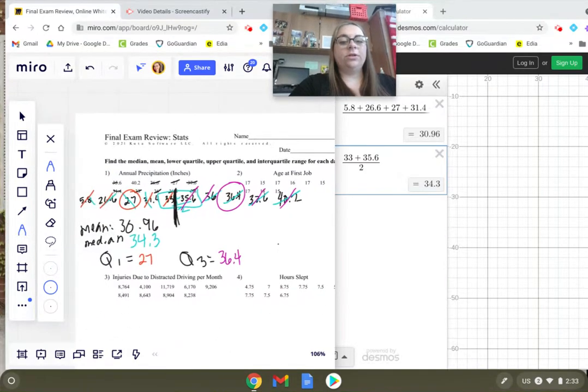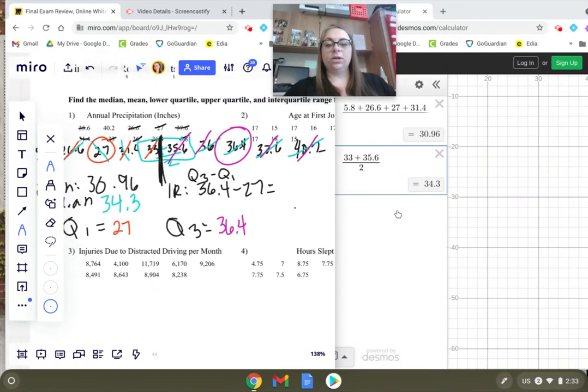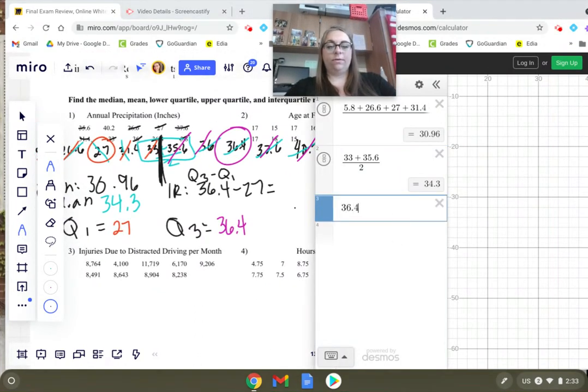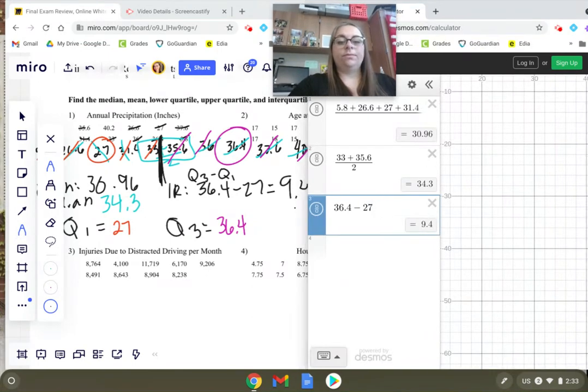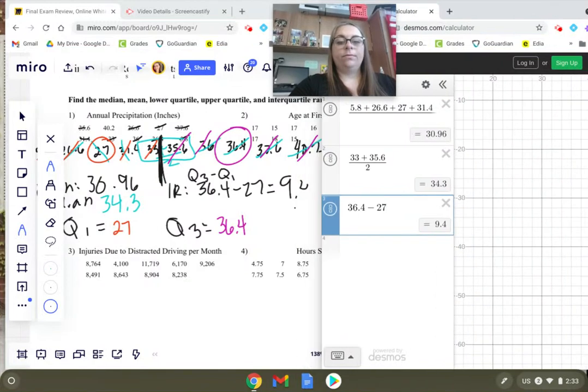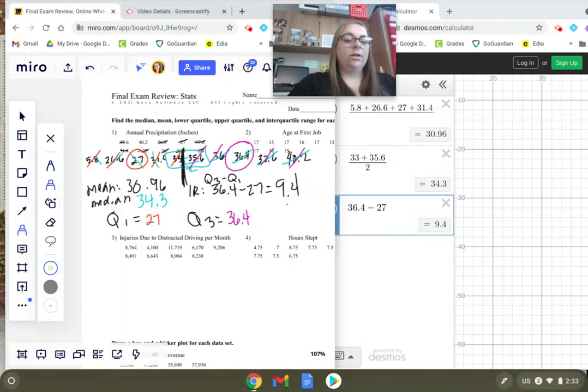And then the last thing it wants us to do is find our interquartile range. So that's my Q3 minus Q1. So my interquartile range, 36.4 minus 27, and that gets us, using the Desmos, 9.4. There we go. All right, so there's our answer. So again, I know it looks like a crazy mess, but I found my mean, I found my median, my first quartile, my third quartile, and my interquartile range.